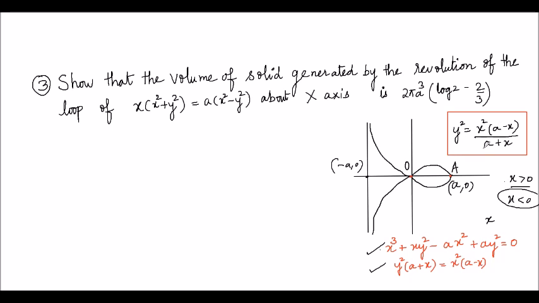Moreover, at x = −a the denominator becomes 0 and hence y tends to infinity. That is why we have an infinite branch at x = −a. So the line x = −a is an asymptote for the given curve.